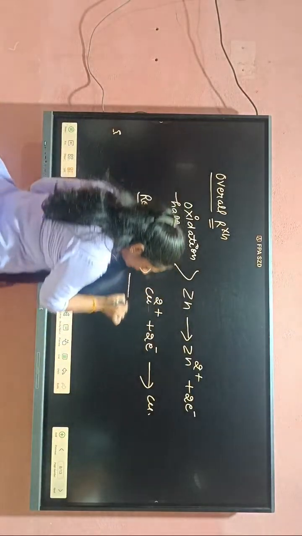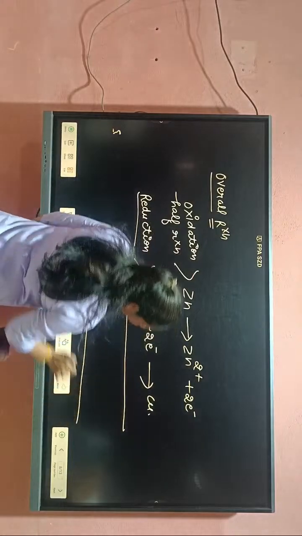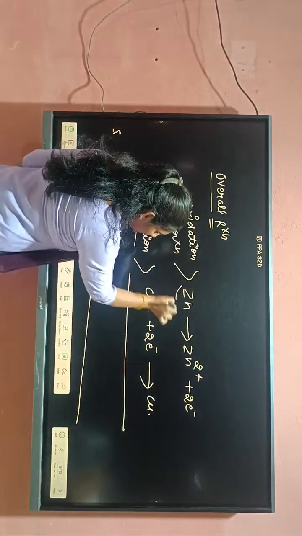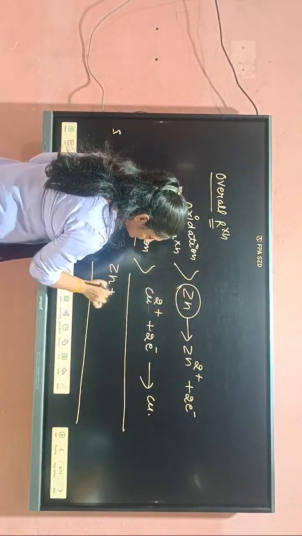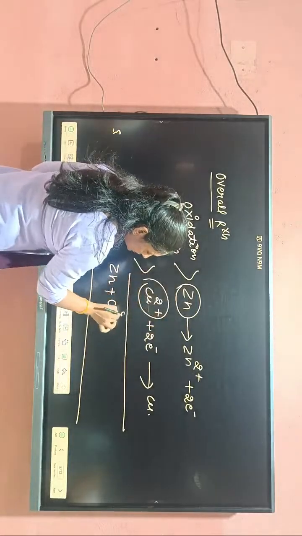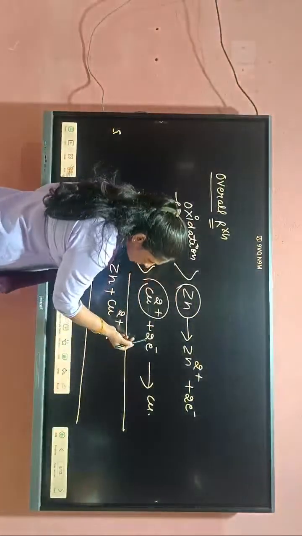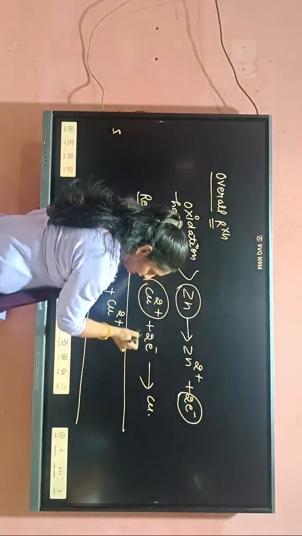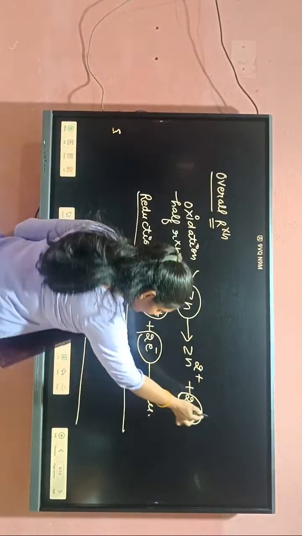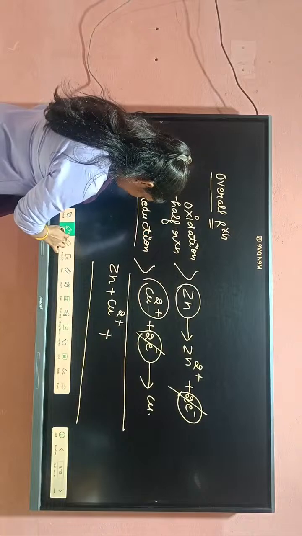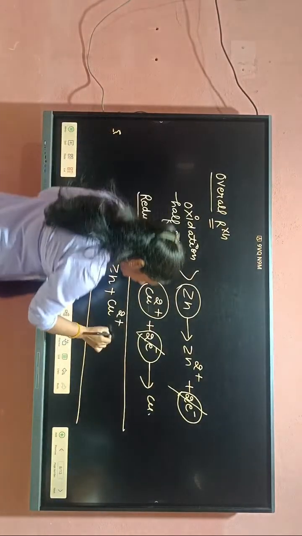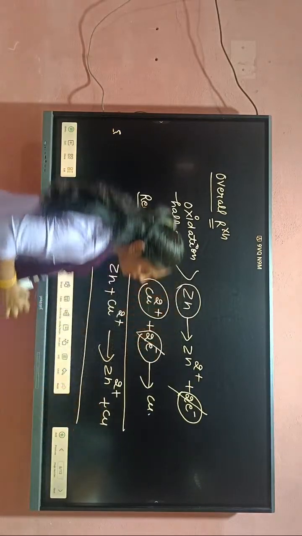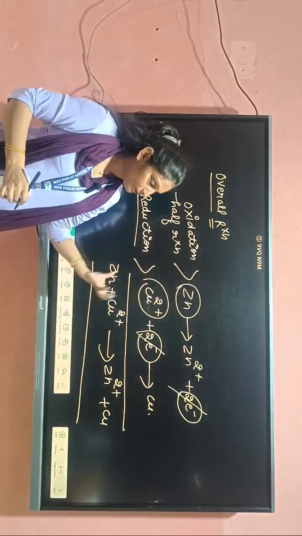Then students, we will add both of the reactions. We add reactant to reactant and product to product. Here you can see the reactants are zinc plus copper 2+ ions plus electrons. The 2 electrons lost by zinc are the same electrons gained by the copper ion, so we can cancel them. So here you can see Zn2+ plus copper.